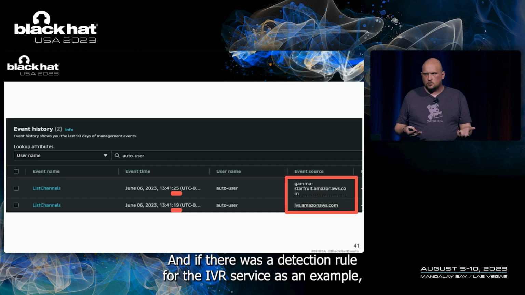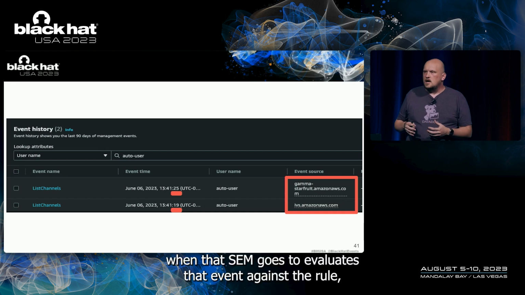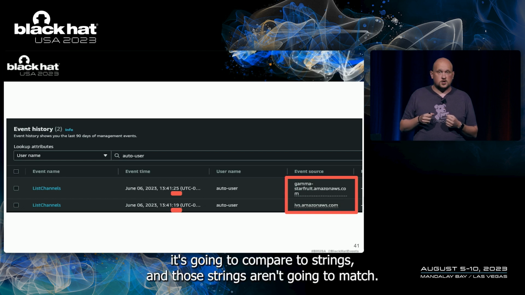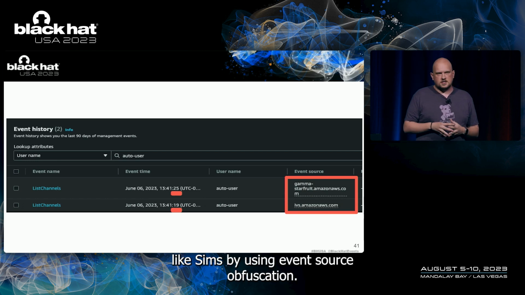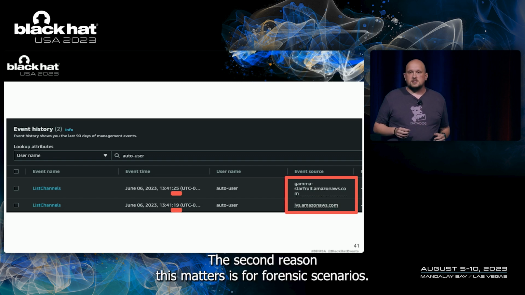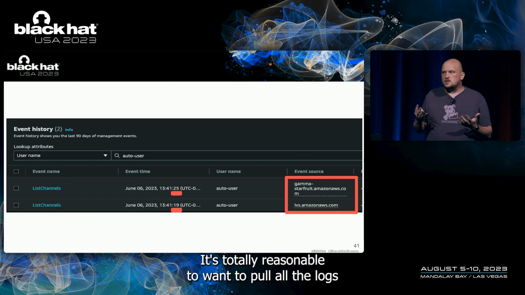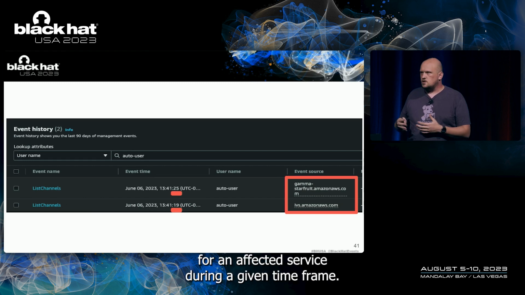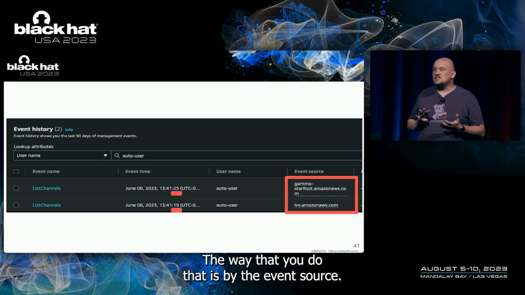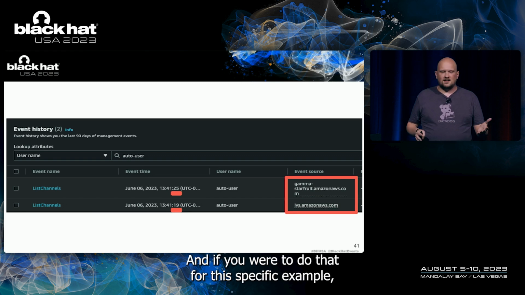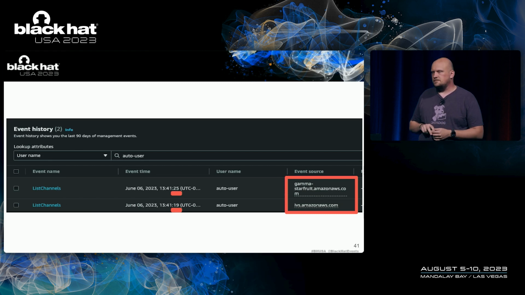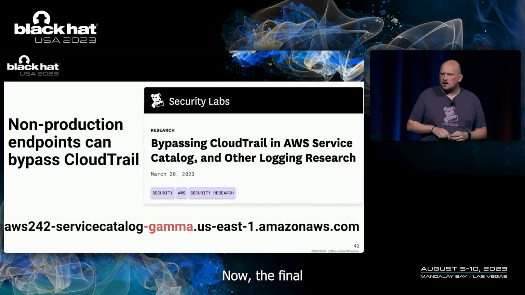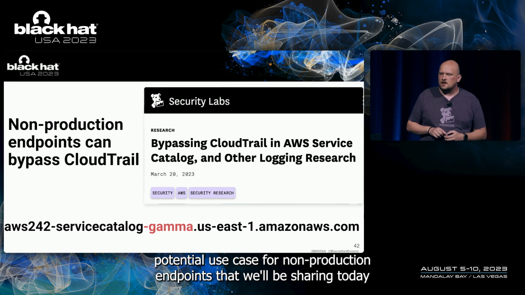And if there was a detection rule for the IVS service as an example, when that SIEM goes to evaluate that event against the rule, it's going to compare 2 strings, and those strings aren't going to match. As a result, you can potentially evade detection from things like SIEMs by using event source obfuscation. The second reason this matters is for forensic scenarios. It's totally reasonable to want to pull all the logs for an affected service during a given time frame. The way that you do that is by the event source. And if you were to do that for this specific example, you would miss out on the event that has the event source obfuscation.